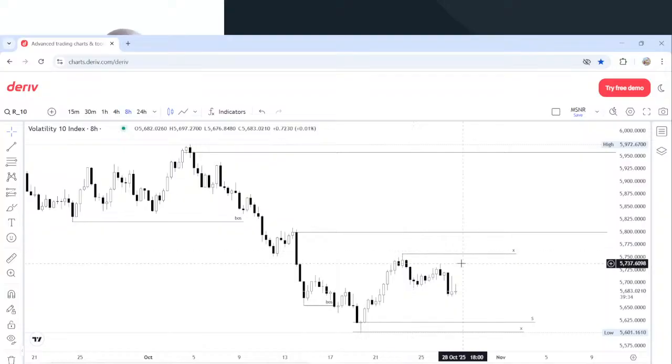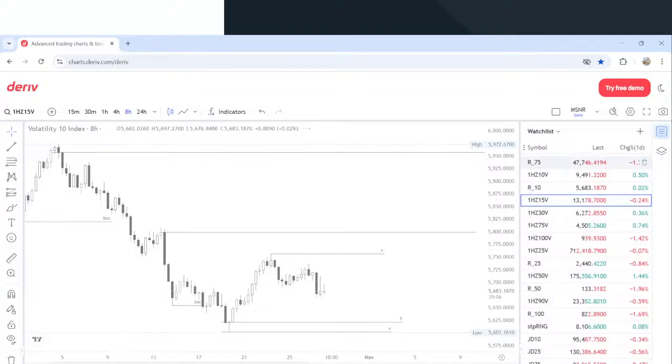So yeah, this is my break of structure, and as you see it clearly, it doesn't show any signs of going up or breaking this point or that point to the upside, so that it can retest, and then we see a change of direction. So for now, this is what I have on V10.